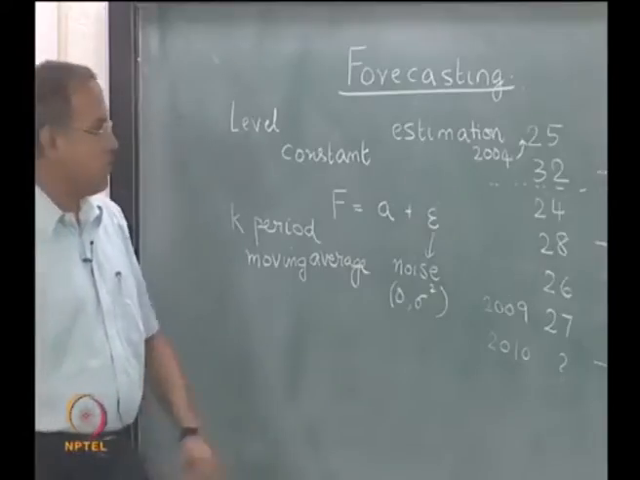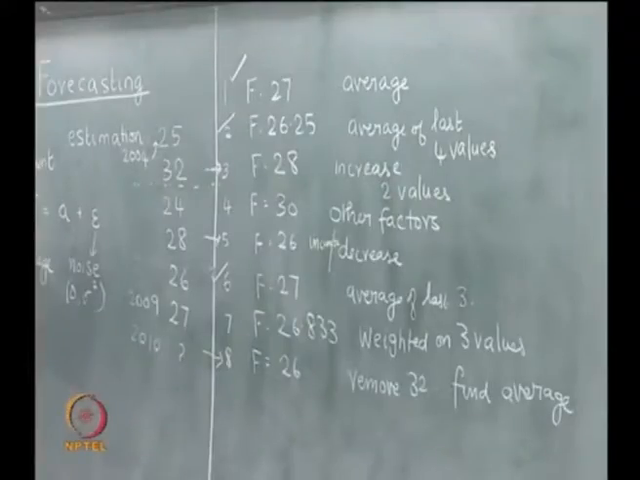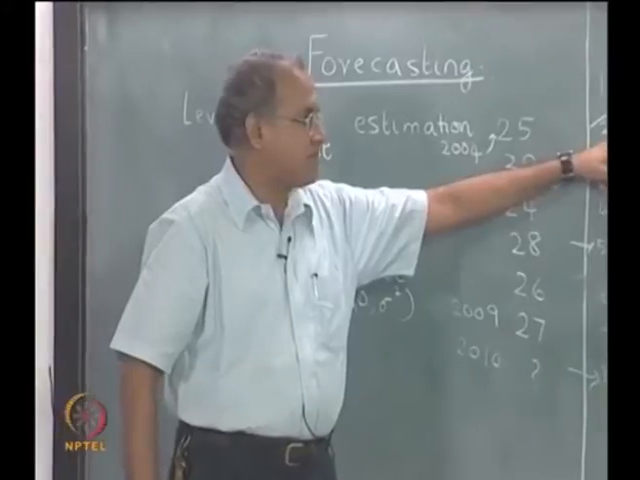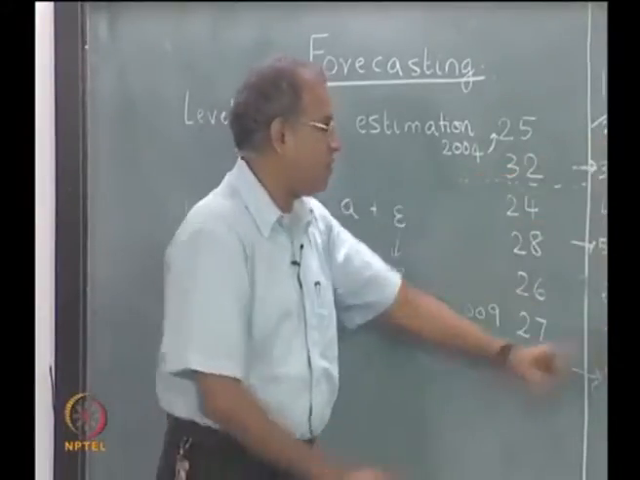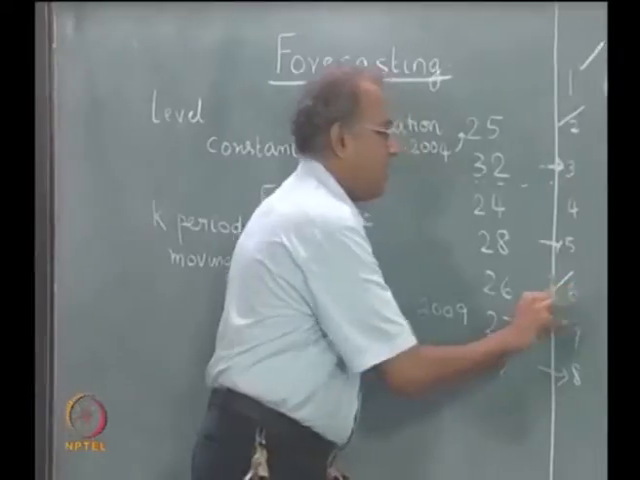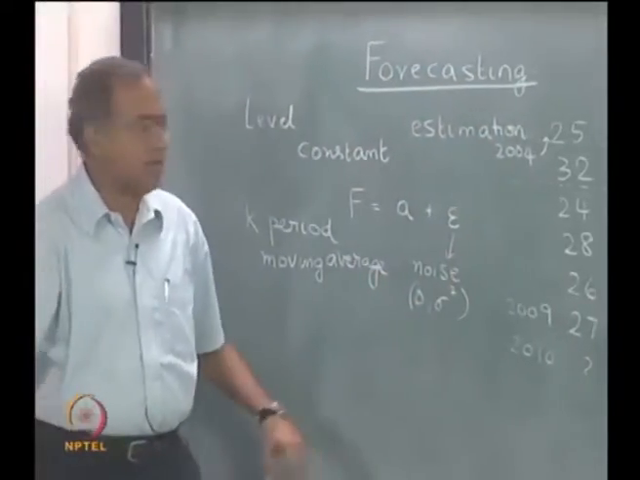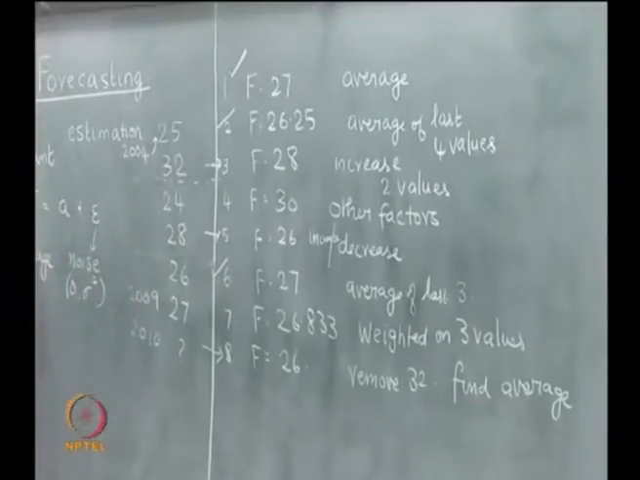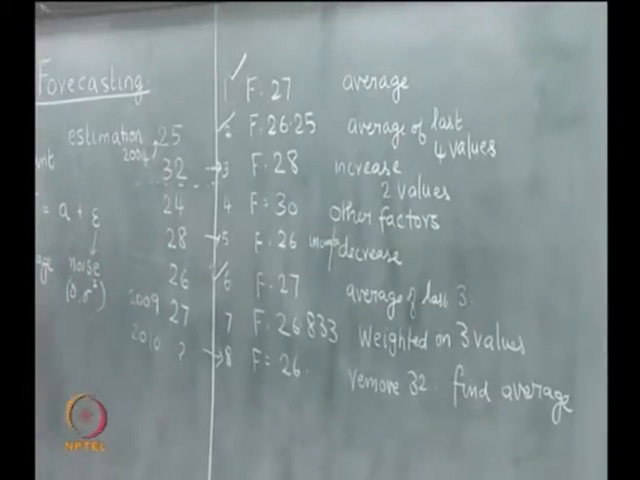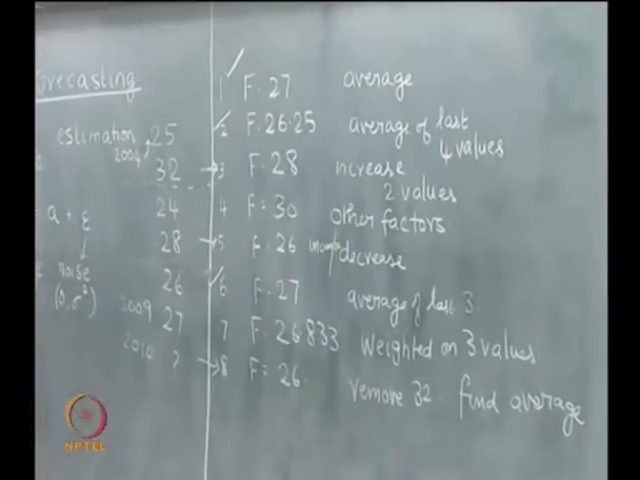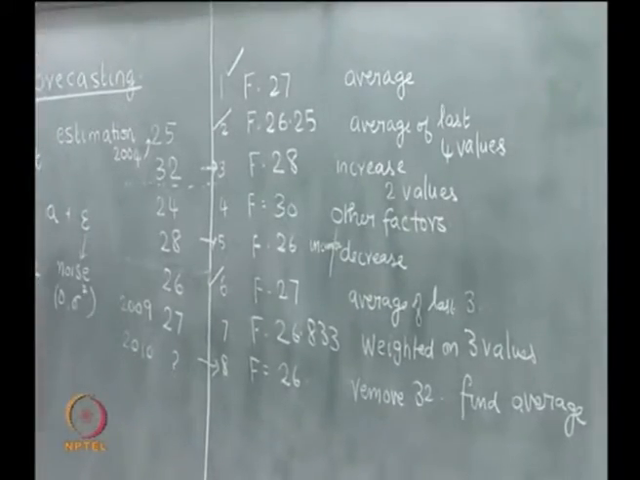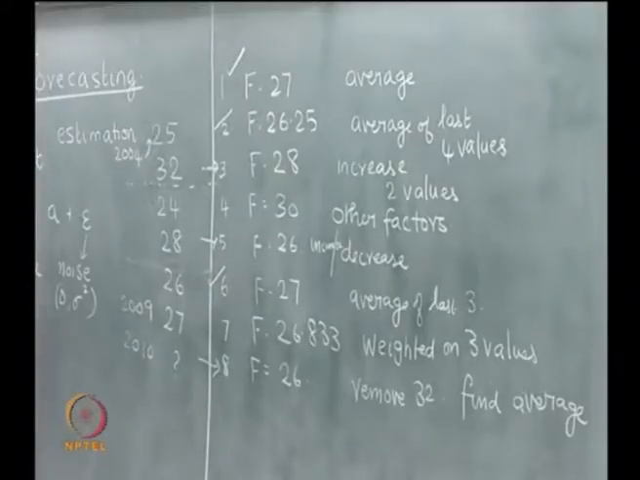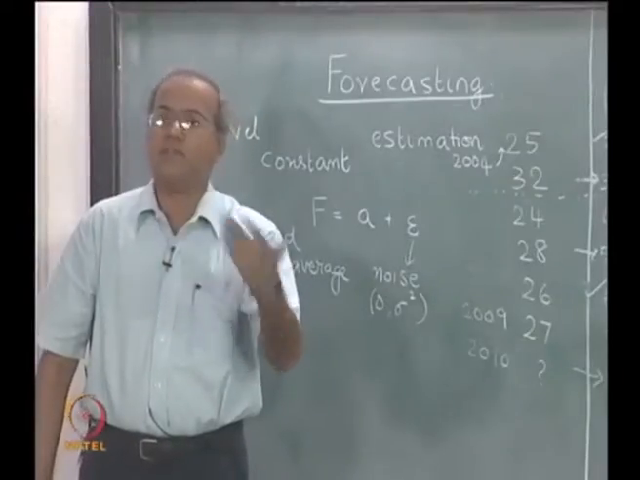So, the 4 period moving average gives us a forecast of 26.25. A 3 period moving average taken here gives us a forecast of 27, which is the average of 28, 26 and 27. So, decisions based on moving averages are essentially made by assuming that the last k periods are more relevant and the others are left out.